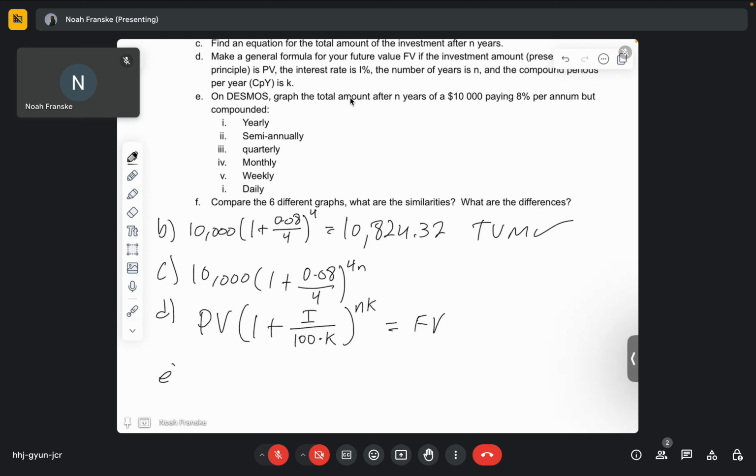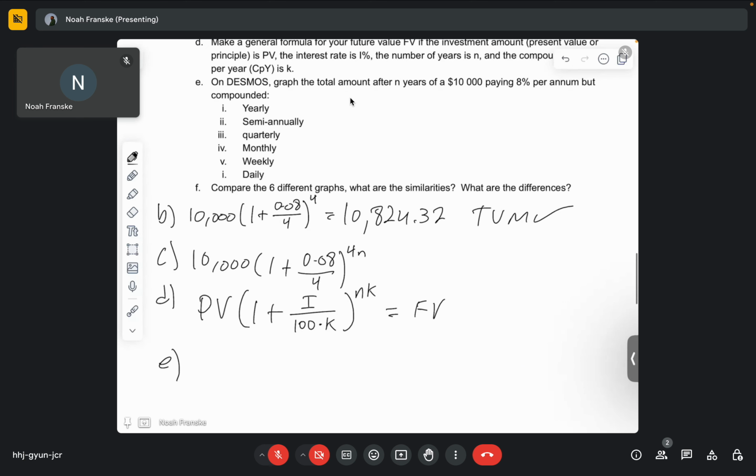Now, they want us to do something with Desmos. Let's see. On Desmos, graph the total amount after n years of a 10,000 paying 8% per annum, but compounded all these different ways. All right?